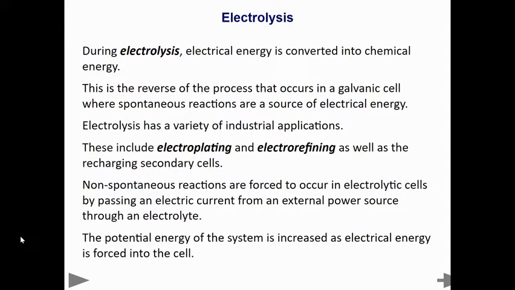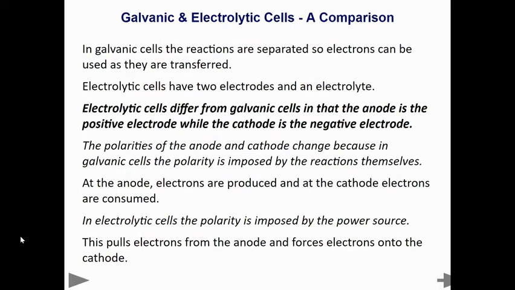So non-spontaneous reactions are forced to occur in electrolytic cells by passing electrical current from an external power source through an electrolyte. Remember, an electrolyte is a substance that conducts electricity. The potential energy of the system is increased as the electrical energy is forced into the cell. In galvanic cells, the reactions are separated, so electrons can be used as they're transferred. That's how we gather that electricity.